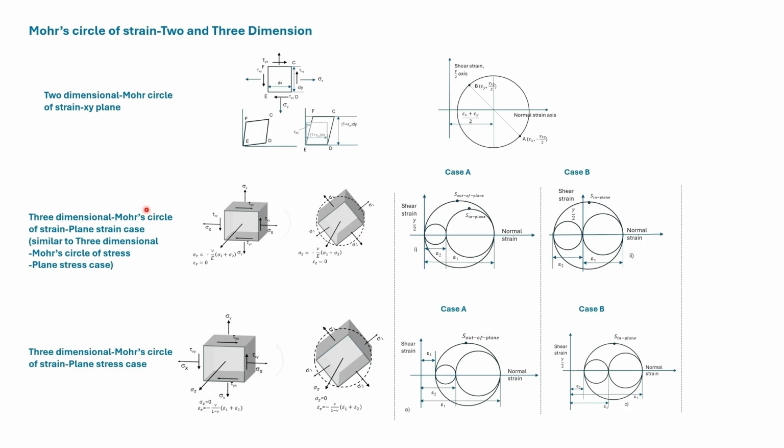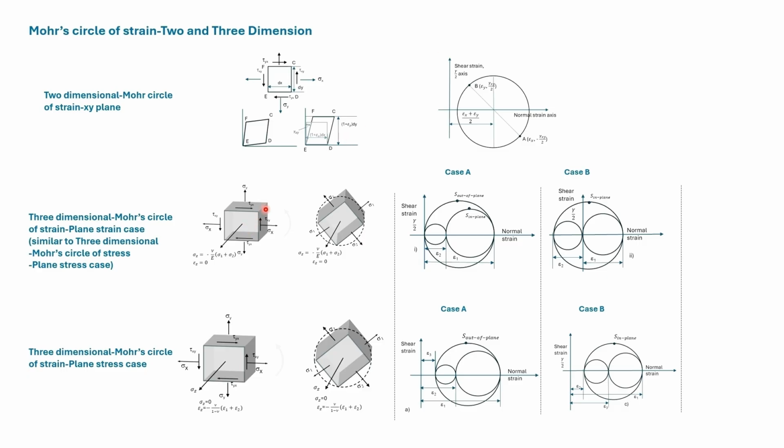When it comes to 3-dimensional Mohr circle of strain, there are 2 cases, the plane strain case and the plane stress case. The plane strain case is the simpler of the 2. Plane strain means strain in one plane. So the strain in the z direction is 0. That does not mean that the stress in the z direction is 0. So there can be a finite stress in the z direction.